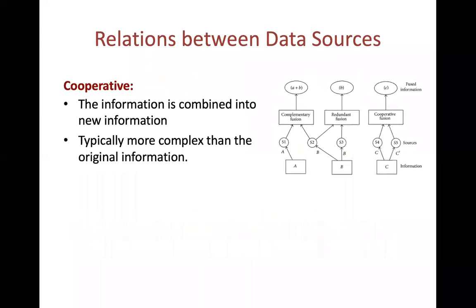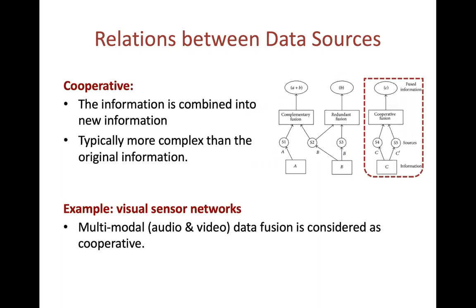And of course, you can also have the cooperative fusion, where information is combined into some new information source. This information source is usually more complex, and an example can be visual sensor networks. When you have video and audio combined, you are getting, let's say, a movie.